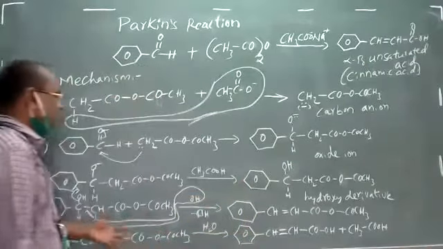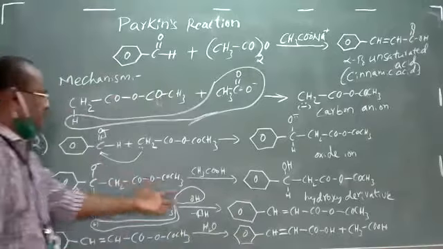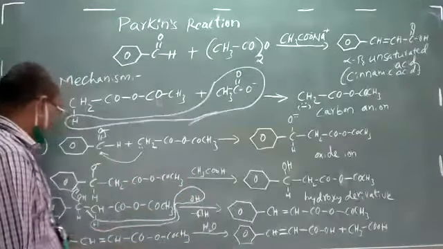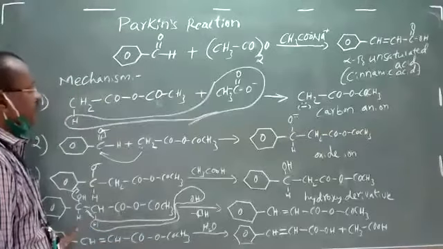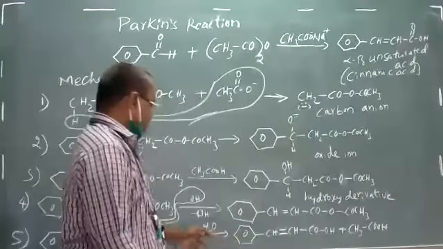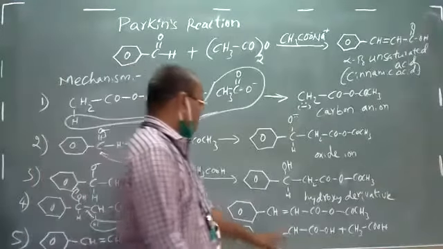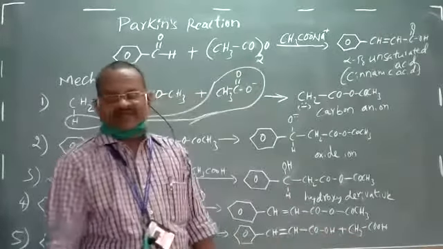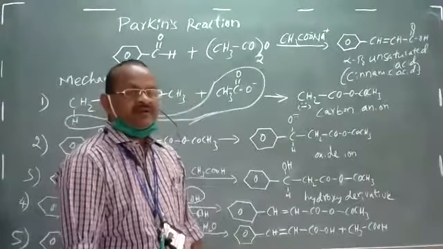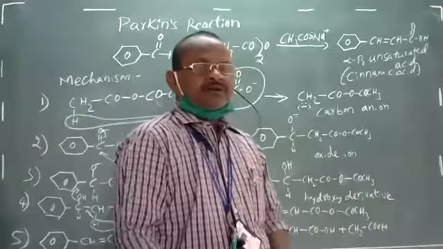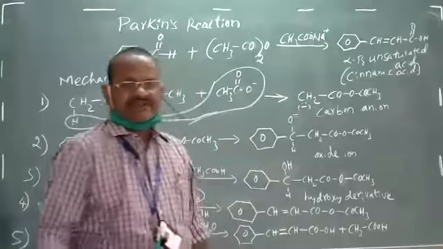Clear? So this particular alpha beta pi bond is formed, and this undergoes hydrolysis to get the acid derivative. It undergoes hydrolysis in the presence of water and forms cinnamic acid and acetic acid. Clear? So this is the Perkin reaction.